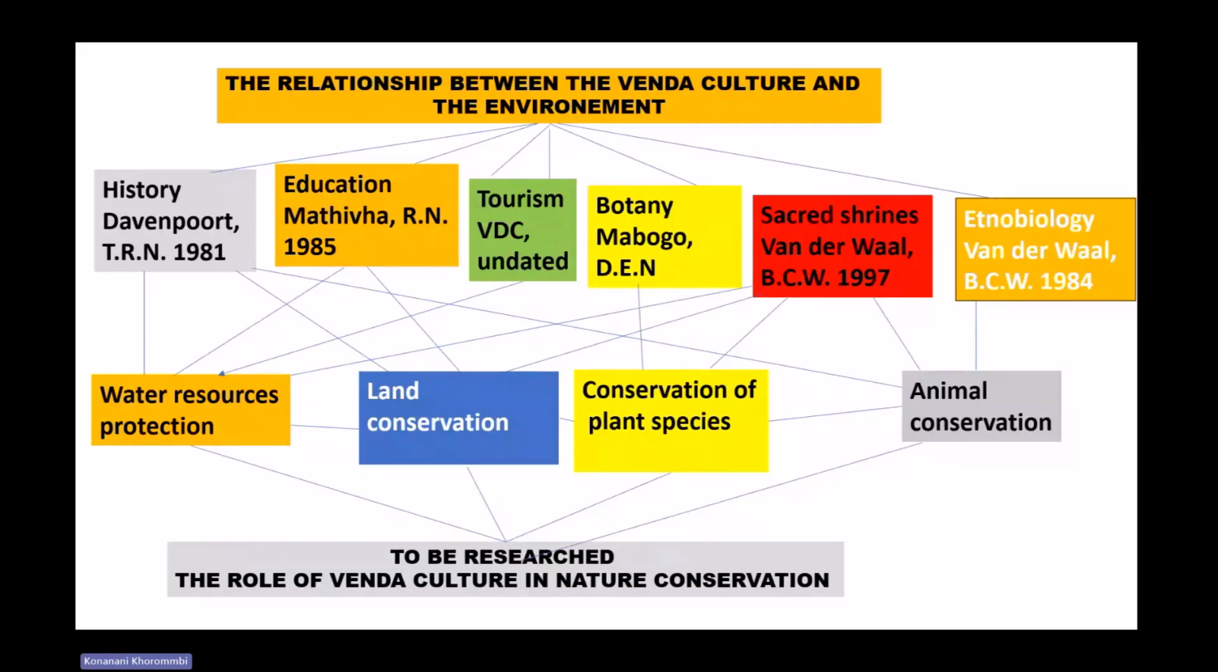I found a history book which was written by Davenport. This guy wrote about the Bavenda. But when he was writing about the Bavenda, he made reference to water resources, that the Bavenda do protect water resources. Yes. But this guy did not only speak about the protection of water resources, he also said that the Bavenda do protect the land. That is why there was land conservation. You see the block here, my map does have a block that has land conservation and water conservation.